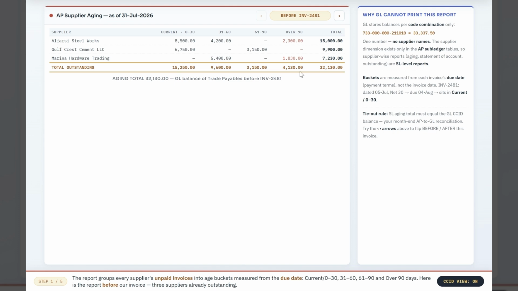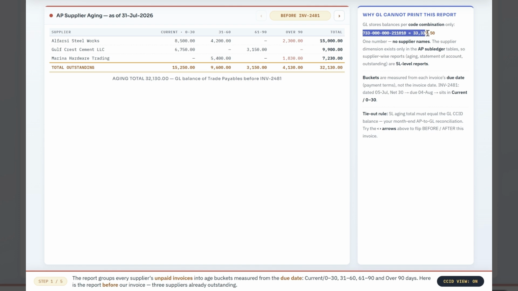Here it is. Before our invoice, three suppliers already outstanding. Always read this report right to left. The over 90 column is your chase list. Alfarsi 2300, Marina 1830. Seriously overdue. Total outstanding 32,130. And notice that is exactly the GL balance of trade payables before our invoice.